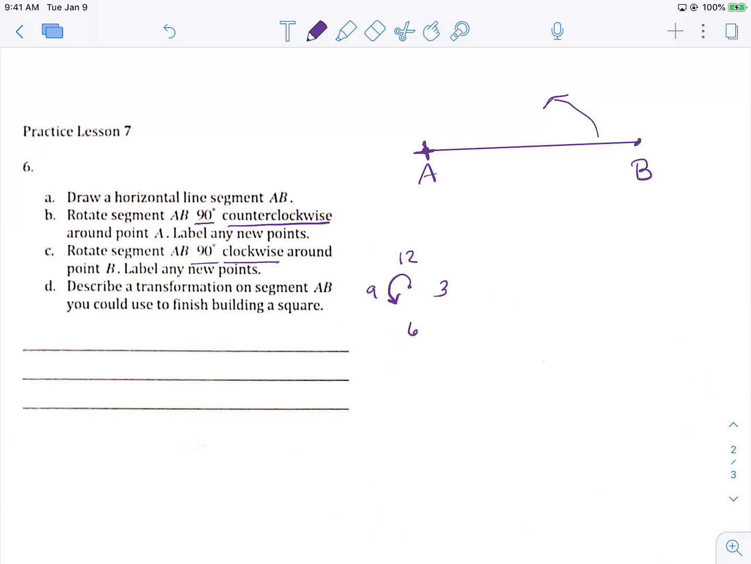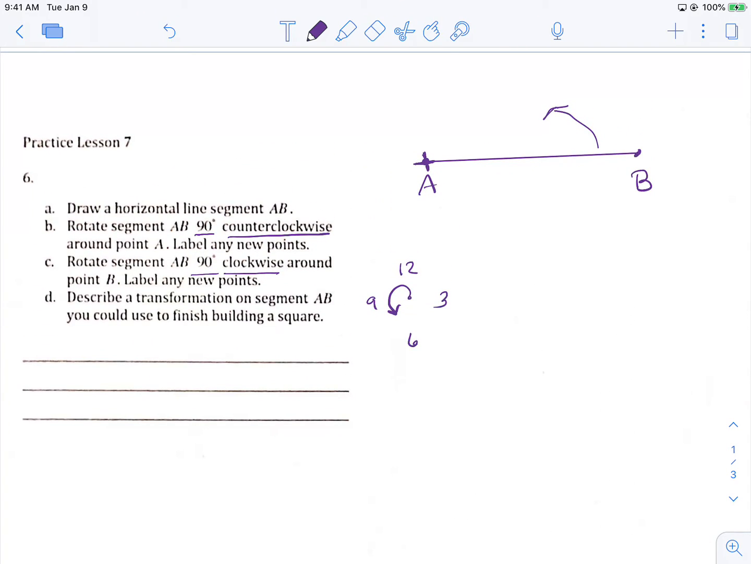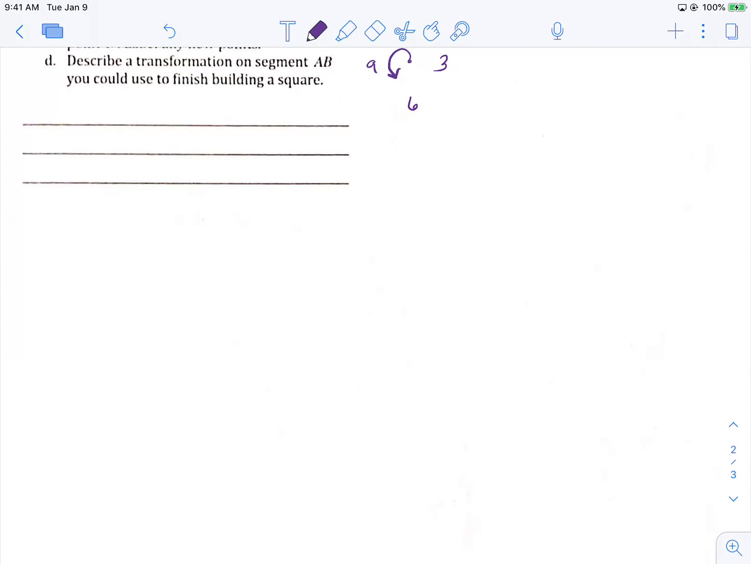And you have plenty of room down below here on your document to draw if you want to draw here instead of running off the page. So I would suggest drawing it at the bottom.